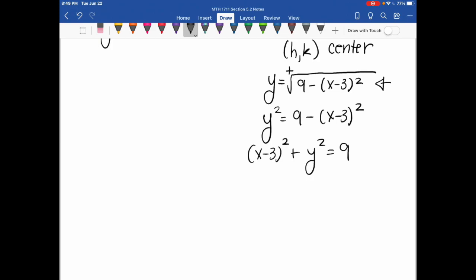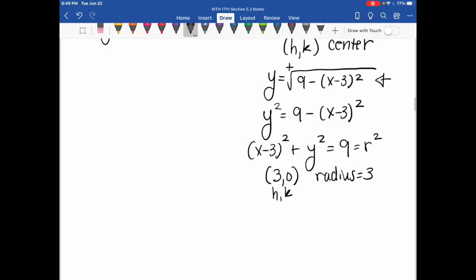and I say semicircle because it's only the positive square root. If I wanted the full circle, I would have to do the negative square root as well. But this is going to be a circle with a center of (3, 0), because that's my h and that's my k, and the radius is going to be 3, because remember, this constant here is the radius squared. So the radius is going to be 3.